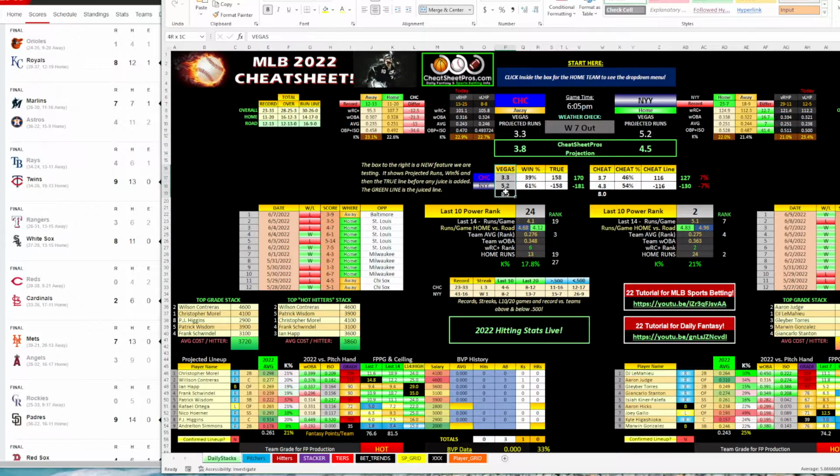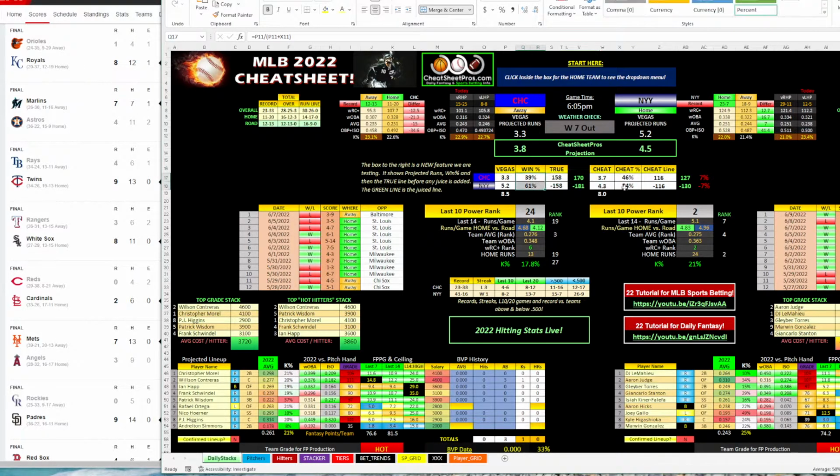So this is the Vegas numbers, this is the Vegas win percentage, this is the true line, but Vegas, they always juice it and add a bunch of stuff. So this calculation roughly kind of gets us there of what Vegas usually is. And then this is our cheat lines over here. I've made a few tweaks to it in the background that I've kind of been watching.